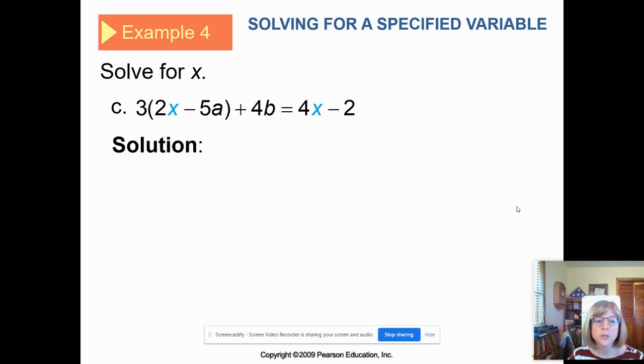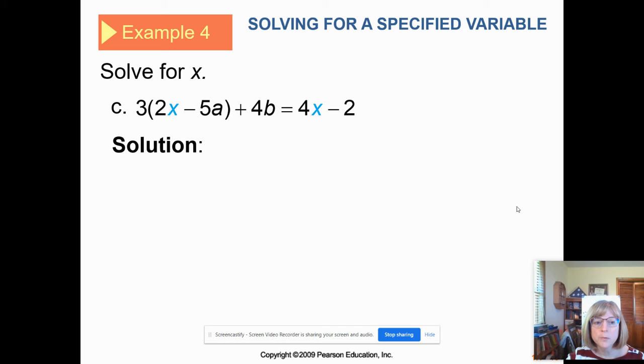Now here we want to solve for x. We've got 3 times the quantity 2x minus 5a, plus 4b equals 4x minus 2. Since we're being asked to solve for x, x is what we're considering our variable. So there's an a and a b in this question, but we're not considering those variables in the same way that x is. Notice that you have x on both sides of the equation. So what we need to do is gather up the x's and get everything else on the other side.